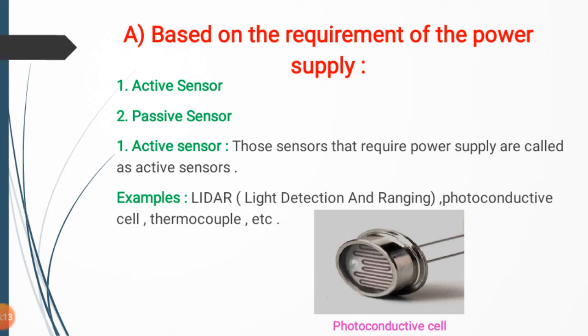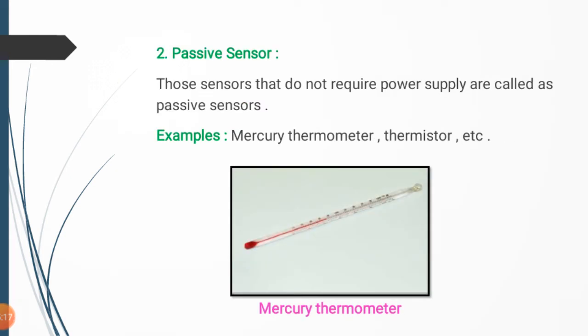Now the second type is the passive sensor. Those sensors that do not require power supply are called passive sensors. That means opposite to the active sensors. In an active sensor, power supply is necessary, but in a passive sensor, they do not require any power supply for their operation. These sensors are known as passive sensors.